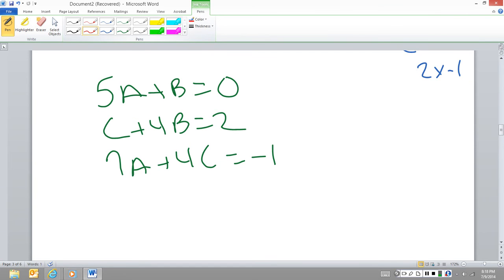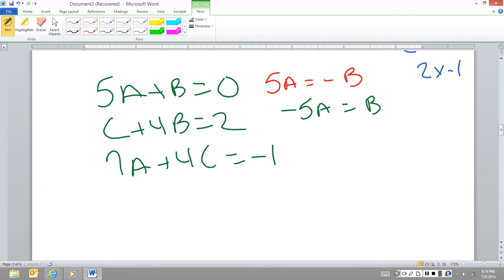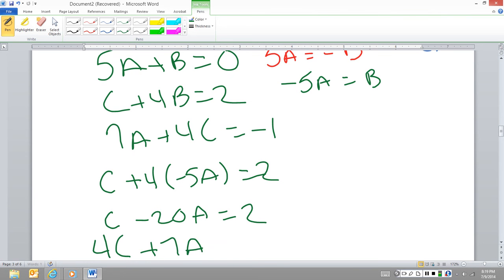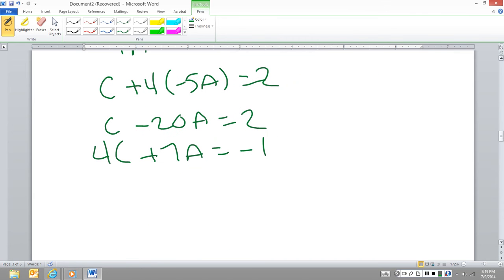I'm going to start out here with 5A equals negative B. That allows me to substitute, since both of these have a C. I'm going to change this to make myself a little less likely to screw up a sign: negative 5A equals B. So I have C plus 4 times negative 5A equals 2. That gives me C minus 20A equals 2. Then reordering, C plus 7A equals negative 1. And then these are my regular system.